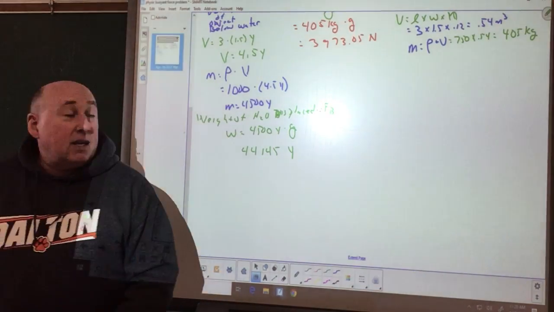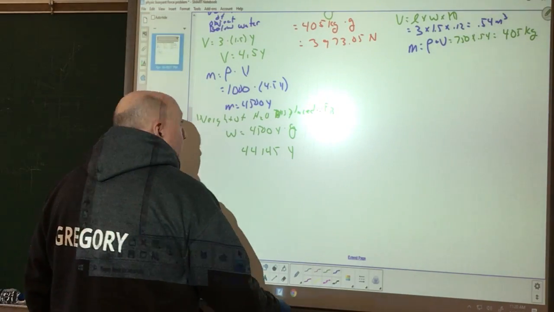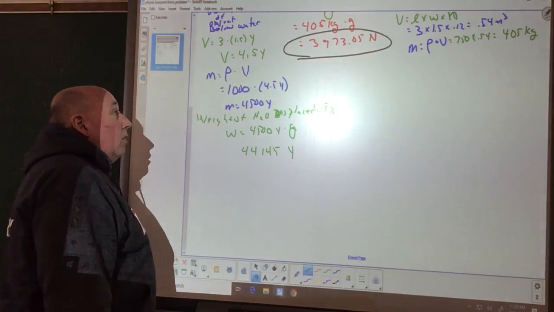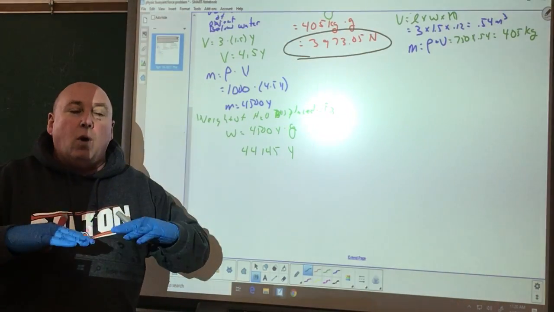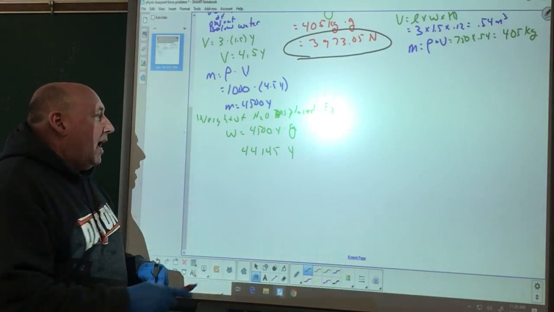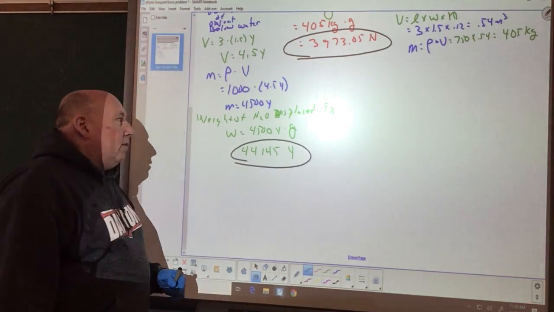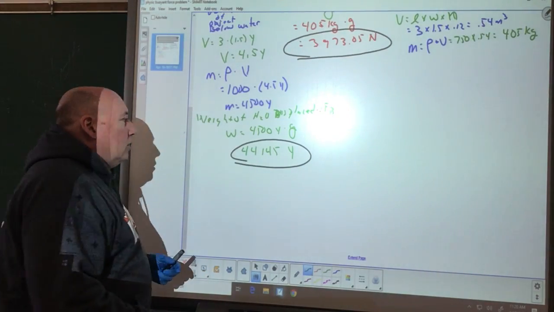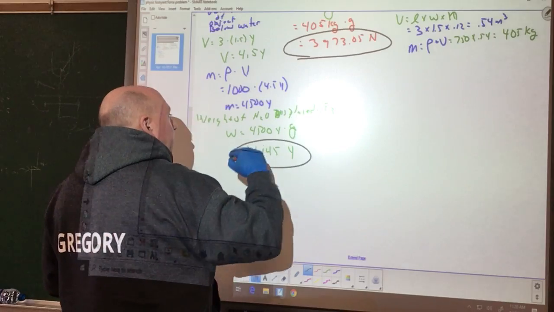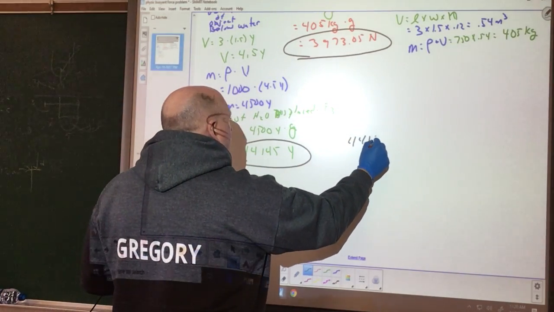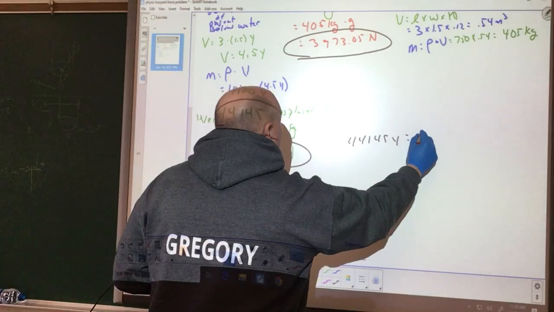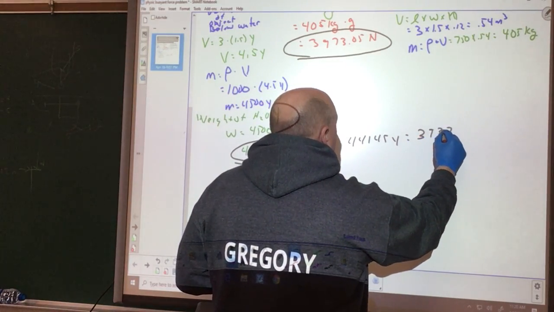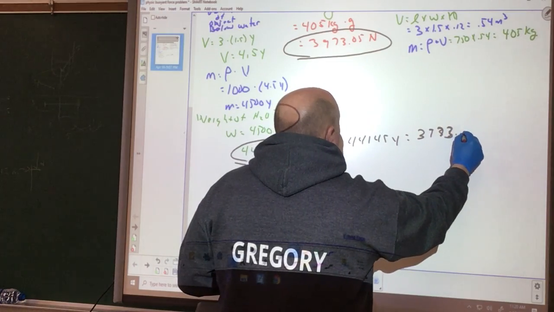Now these two things have to be equal. The weight of the raft has to equal this buoyant force because it's just sitting there. So if I set these things equal, we have 44,145 y is equal to 3973.05.